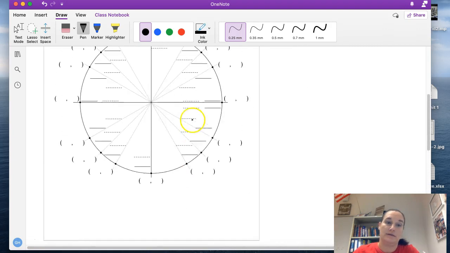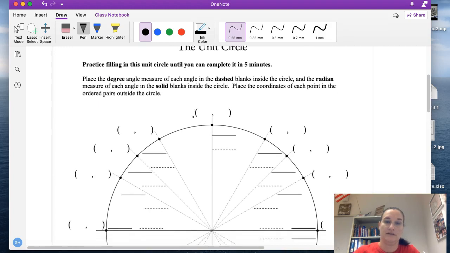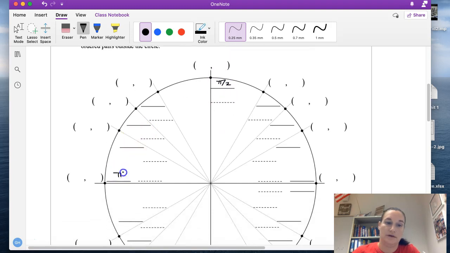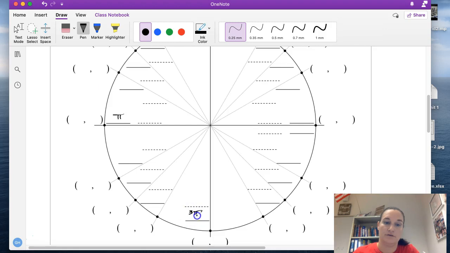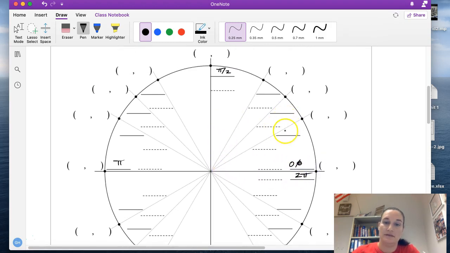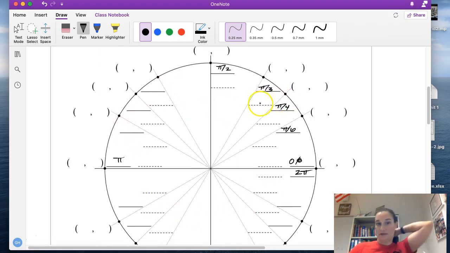So we're going to go back up to this unit circle, and I'm going to zoom in so we can start filling this out. I'm going to put in some of the angle measures. So this is pi over 2. This is your pi, 3 pi over 2. This is 0, and, oh, they have the 2 pi down here. There we go. This is going to be your 30-degree angle, so that's pi over 6, pi over 4, pi over 3. And then you can fill in the rest of these.